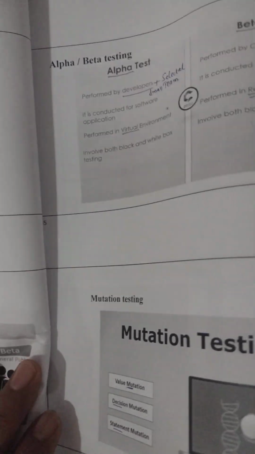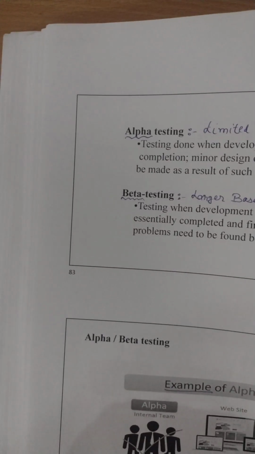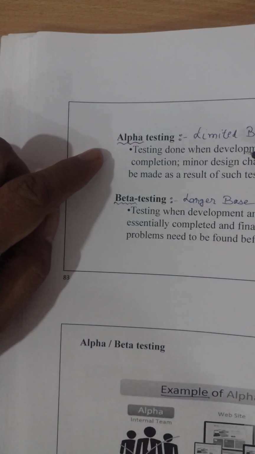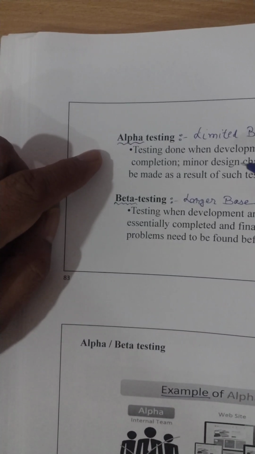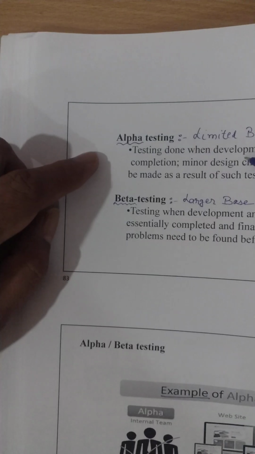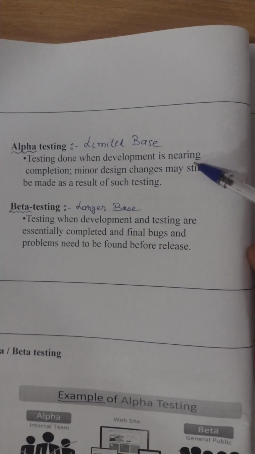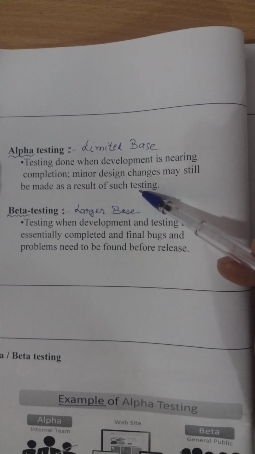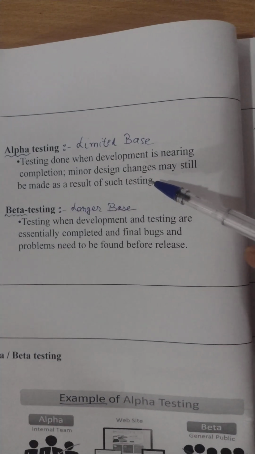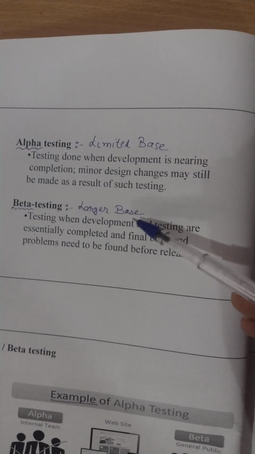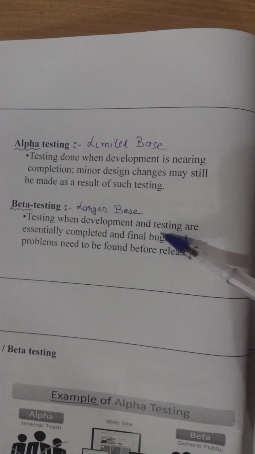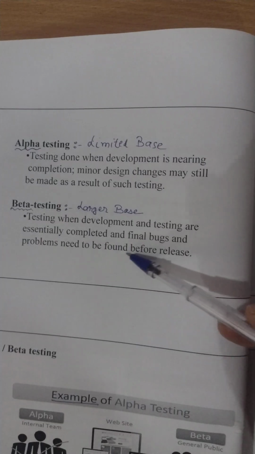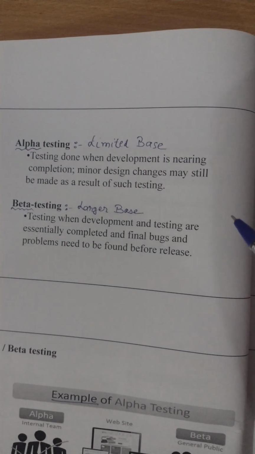As we mentioned acceptance testing, like that we have alpha testing, where it is conducted on a limited user base. It is testing done when the development is nearing completion. Minor design changes may still be made as a result of such testing. Beta testing is something which we conduct on a larger base, when the development testing is essentially completed. Final bugs and problems need to be found before the release.